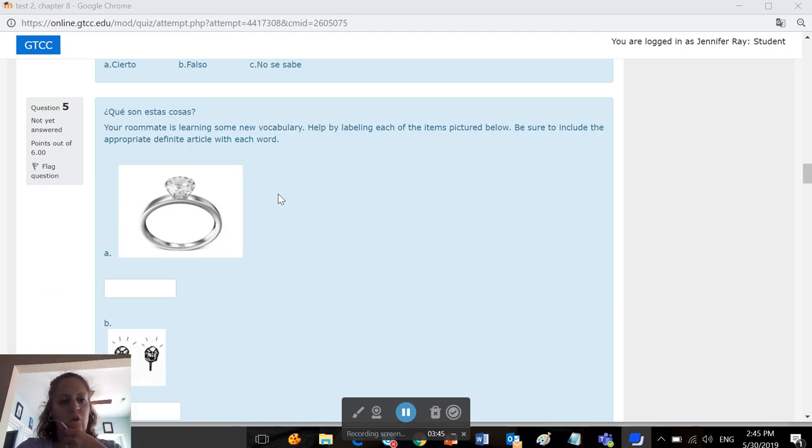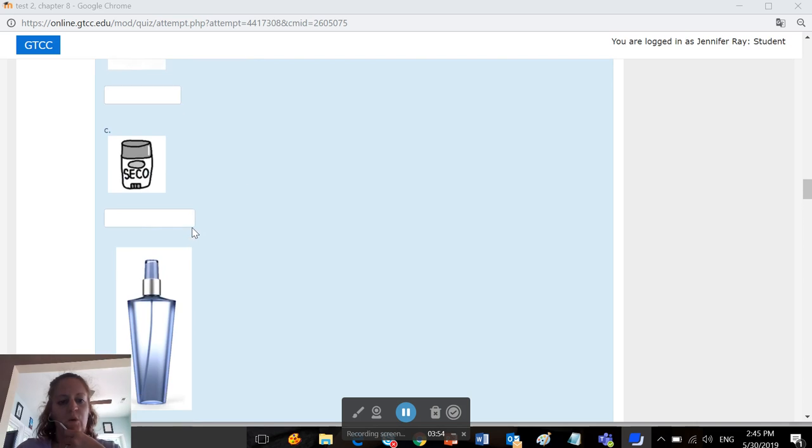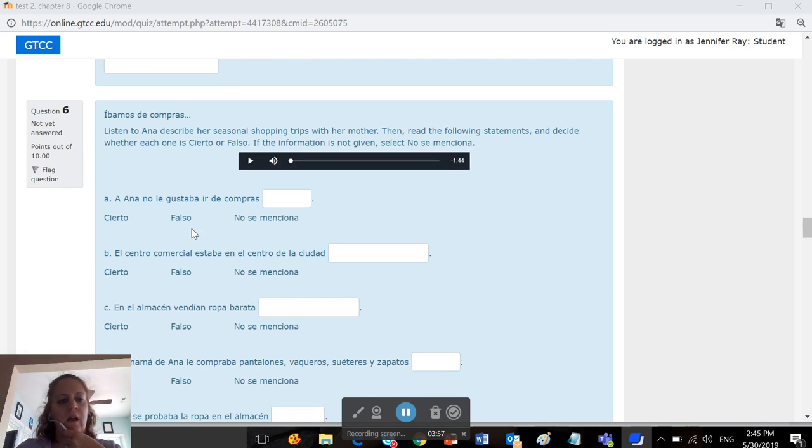Here, ¿qué son estas cosas? Your roommate is learning some new vocabulary. Help by labeling each of the items pictured below. Be sure to include the appropriate definite article with each word. So just write out what these items are.